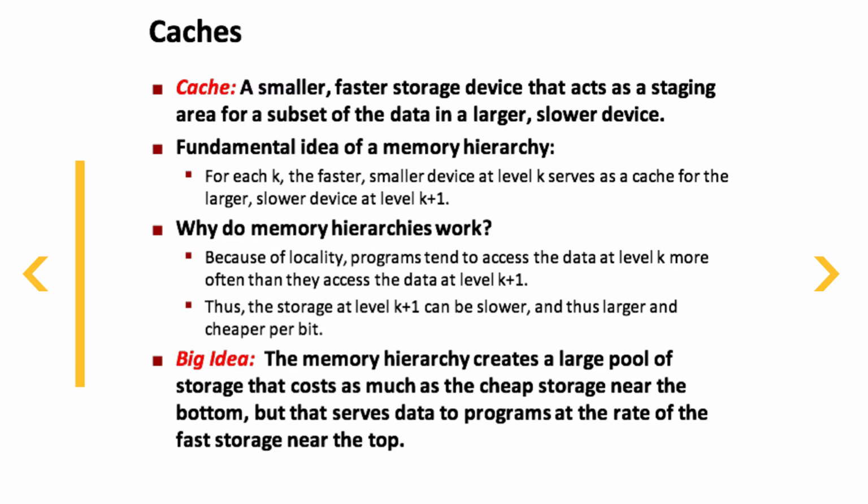Well, it's because of locality. Programs tend to access the data at level K more often than they access the data at level K plus 1. So the storage at K plus 1 can be slower, thus larger and cheaper per bit. But the memory hierarchy creates a large pool of storage that costs roughly as much as the cheap storage near the bottom, but serves data to the programs at the rate of the fast storage near the top.